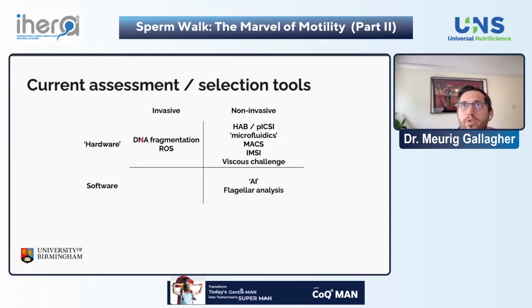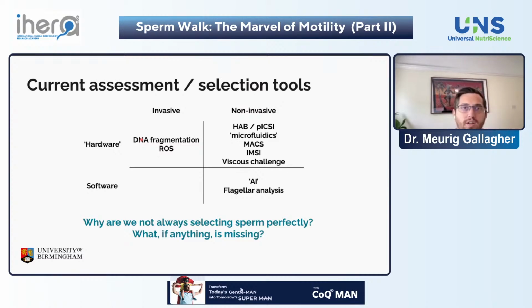There are a whole load of tools out there. The previous talk touched on a bit of microfluidics. There's lots of other challenges. There are hardware approaches like looking at DNA fragmentation or reactive oxygen, thinking about microfluidics, thinking about IMSI or MACS. If you're wanting to select sperm, you can put sperm against a viscous challenge. There are also lots of software approaches. People are doing a lot of AI on sperm to try and understand what's going on.